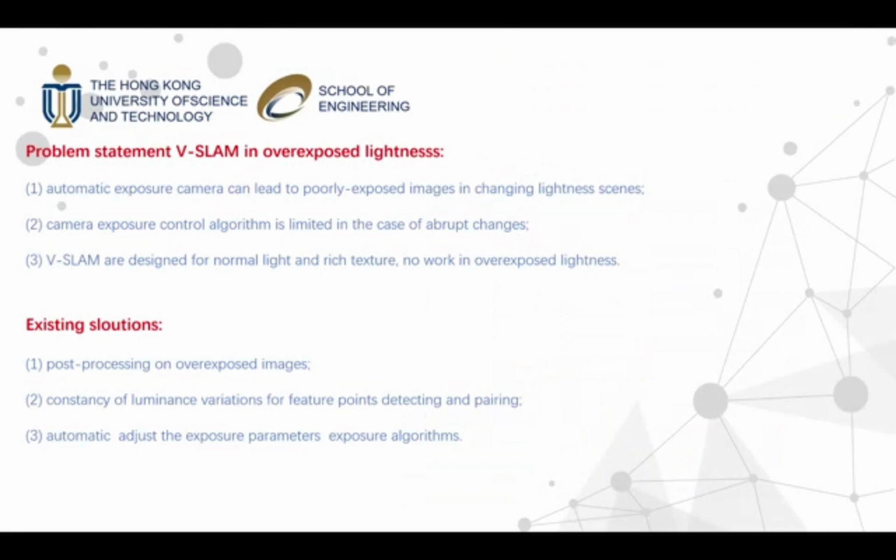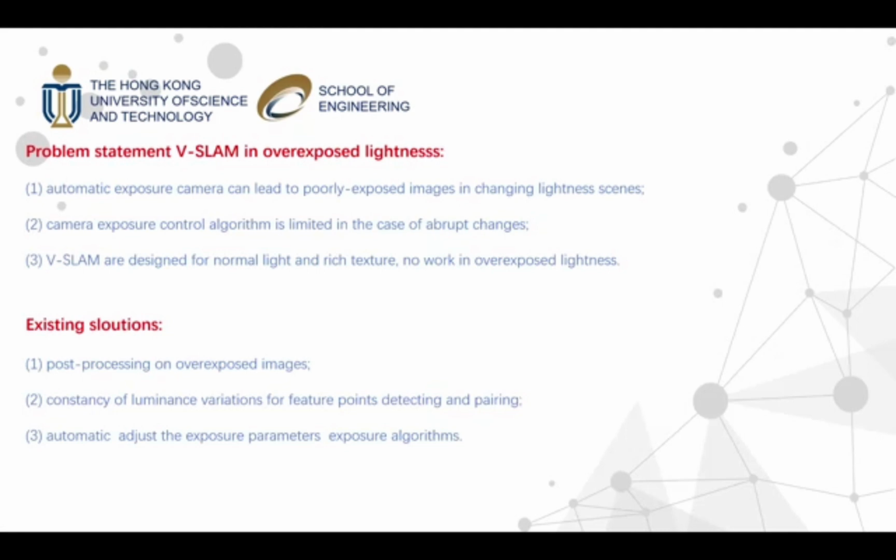The existing solutions for overexposure lighting have three methods. Firstly, post-processing on overexposed images. And second, using some constraints of the lighting vectors for feature point detecting and matching. But these two methods do not recover the information from the lost overexposed part. They just help visual SLAM to detect and match feature points.